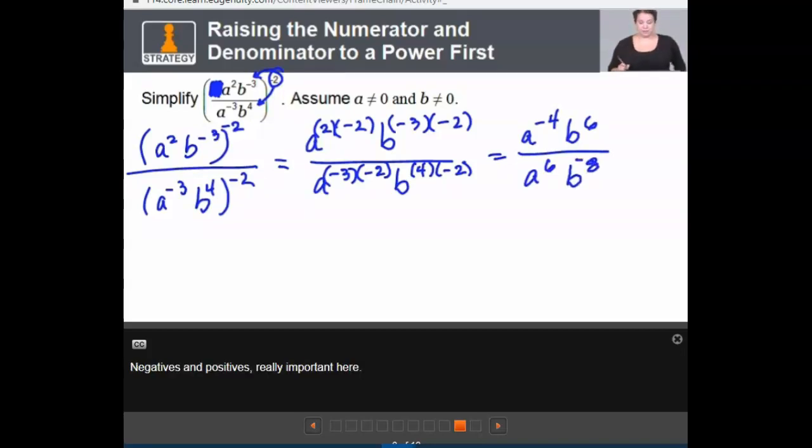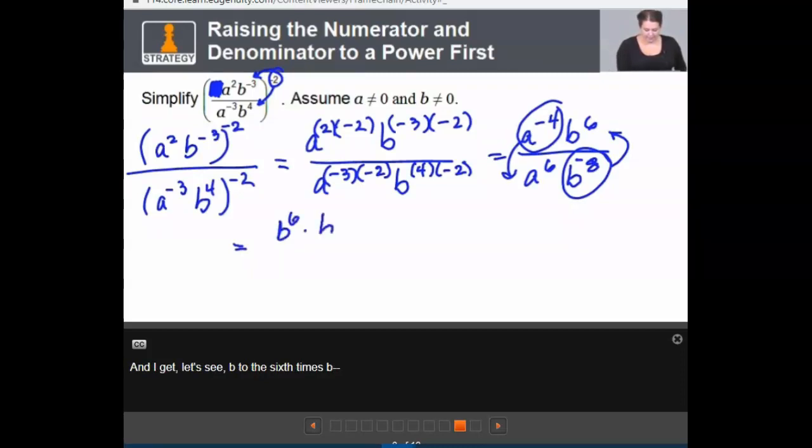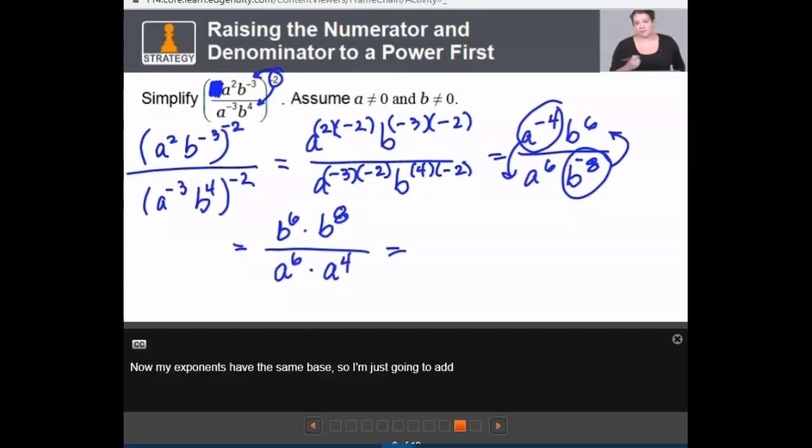Negatives and positives, really important here. Now I'm going to take my a to the negative 4 and put it down here. B to the negative 8, I'm going to bring it up, and I get b to the 6th times b to the 8, not negative anymore. And then on the bottom I have a to the 6th times a to the 4th. Now my exponents have the same base, so I'm just going to add them together, and I end up with b to the 14th over a to the 10th. Same answer. So the strategy works either way. It's up to you which method you want to start with.